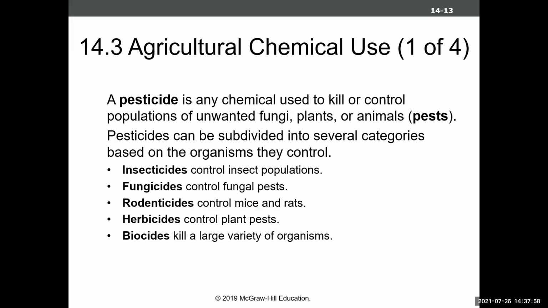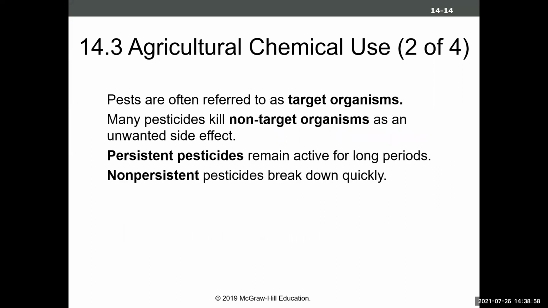Now, not only do we use fertilizers to provide nutrients that our crops need to grow, but we also use pesticides to control unwanted pests that could kill our crop populations. A pesticide is a chemical that kills any type of pest we don't want in our crops: fungi, plants, animals. Pesticides can be divided into categories based on the organisms they target. If it's controlling plants, it's an herbicide. If it's controlling mice or rats, it's a rodenticide. Fungus is fungicides, insects are insecticides, and if they target a large variety of organisms, they're known as biocides. Whatever pest the pesticide is targeting is generally referred to as the target organism.